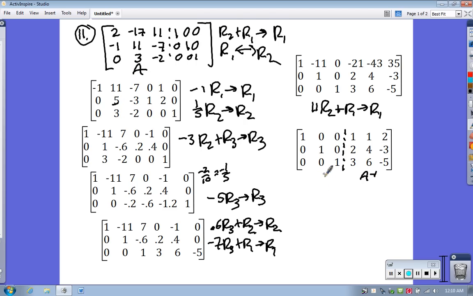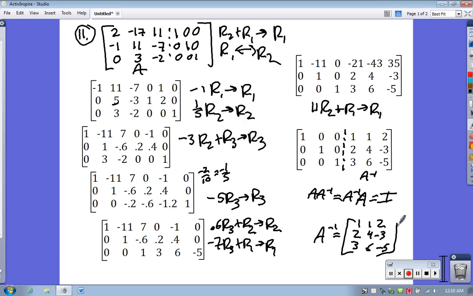I really need to check it. I really need to go A times A inverse and A inverse times A. And they should both equal the same thing, which is the identity. They should both equal this 1, 0, 0, 0, 1, 0, 0, 0, 1. I can check it on my calculator, whatever it takes, but that actually does work. And there it is.